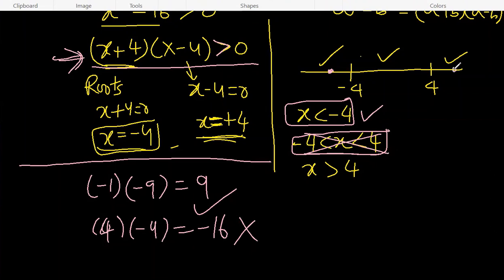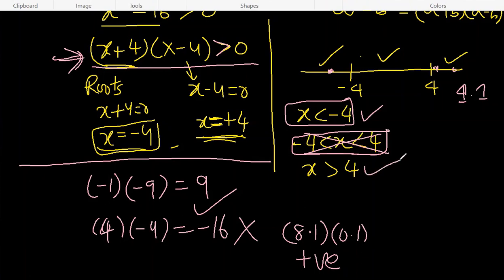Now, greater than 4. This time let me take a number very close to 4, say 4.1. You might be thinking, why am I taking integers all the time? Let's take a decimal number this time, 4.1. So again, the same: 4.1 plus 4 is 8.1, and 4.1 minus 4 is 0.1. Both are positive. I'm interested in the sign, not in the number. So yes, it is positive, and that is also an answer. So we have these two answers: x is less than negative 4, and x is greater than 4.